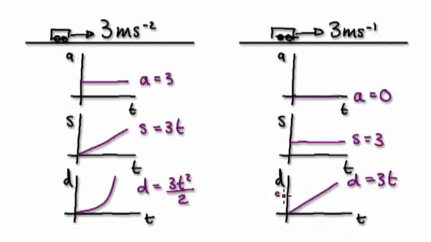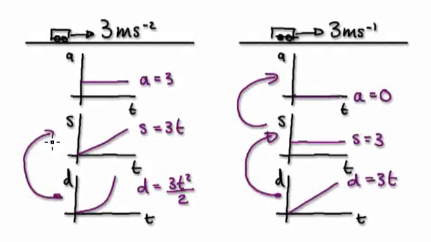If you look at this, the gradient of this graph represents the speed, because look, the gradient of this graph is 3, and so the speed here is 3. Anyway, the gradient of this graph represents the speed. The gradient of the speed time graph represents the acceleration. Same as over here: the gradient of the distance time graph represents the speed, and the gradient of the speed time graph represents the acceleration.